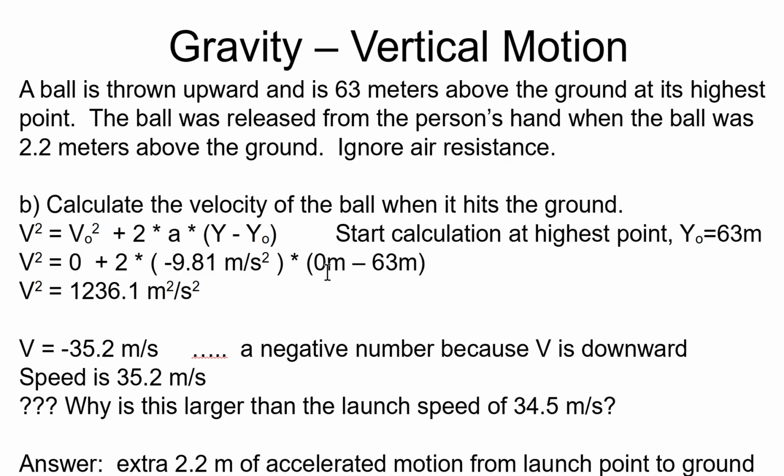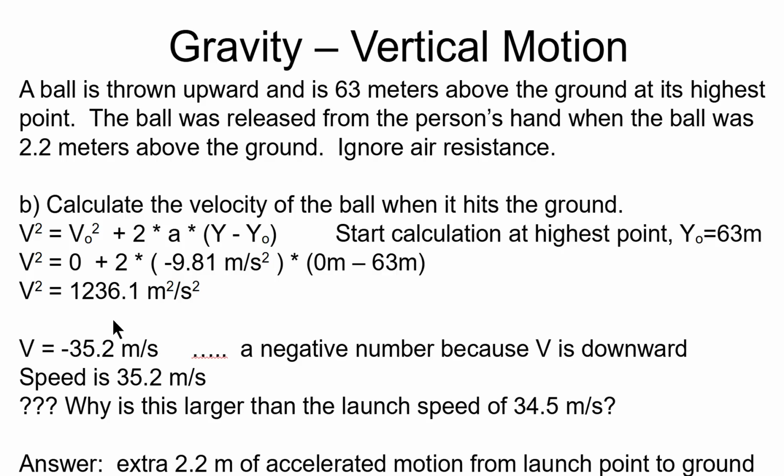So that's 0 meters at the instant the ball hits the ground. Again, do the calculations here on your calculator. Pause the video. 2 times 9.81 times 63, the minus signs produce a positive 1236.1. Take a square root of both sides, and on your calculator you'll find positive 35.2 for an answer.